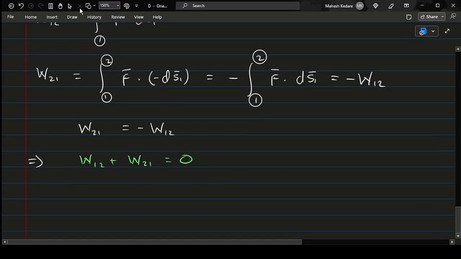Also, in conservative forces, the work done depends only upon the two positions, initial and final position. It doesn't depend upon what path is followed.